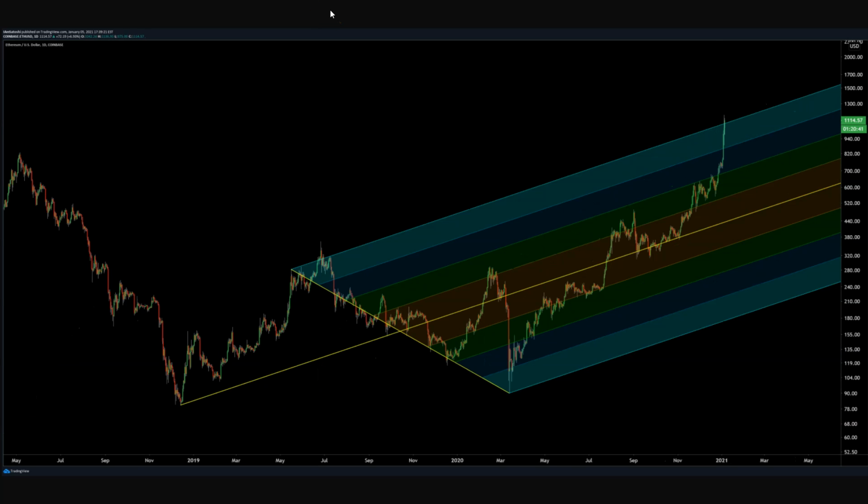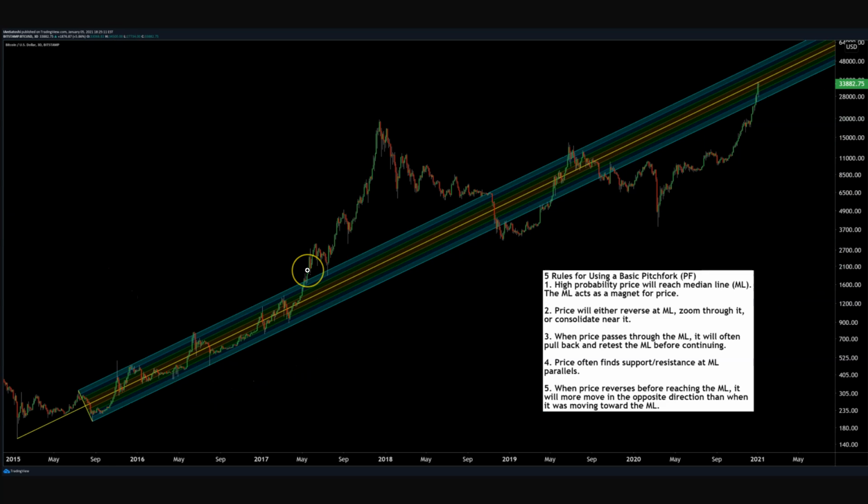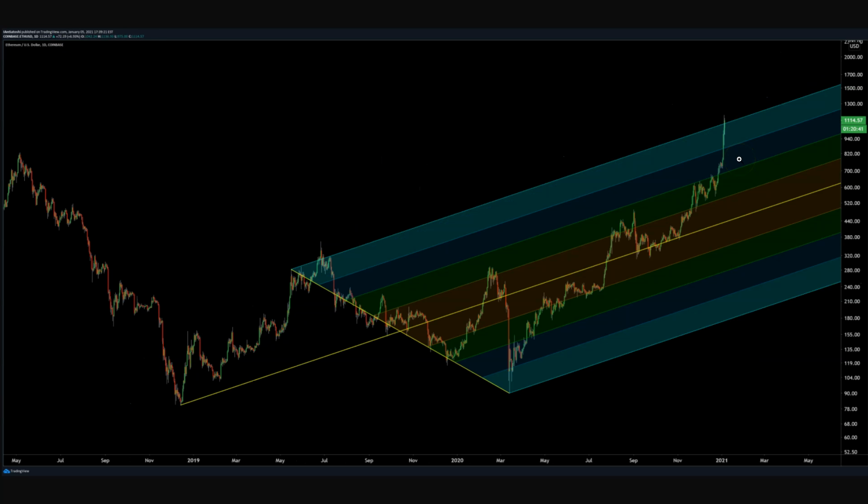Let's look at ETH and why I think ETH's in a little bit of trouble here in overbought territory. Unless ETH acts like BTC did in mid-2017, this is likely going to attempt to retrace to the median line, which is why, as a trader, I see this on the Pitchfork. I know what I know about Pitchforks. I know that this is valid.